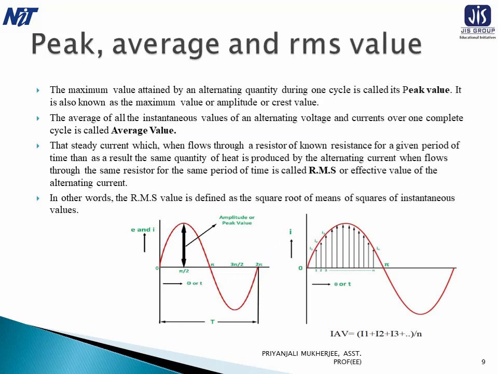Next is the peak value, average value and the RMS value. The peak value is nothing but the maximum value, and it may be represented as Vmax during one cycle. It is also known as the peak value, or the crest value. Now the average value of alternating current. The average or mean value of an alternating current is equal to the value of direct current which transfers across any circuit the same charge as is transferred by that alternating current during the given time.